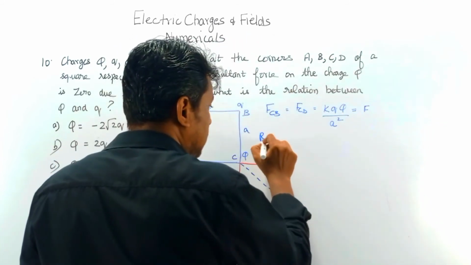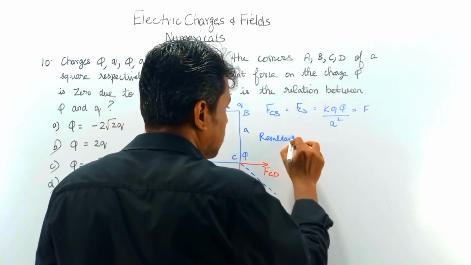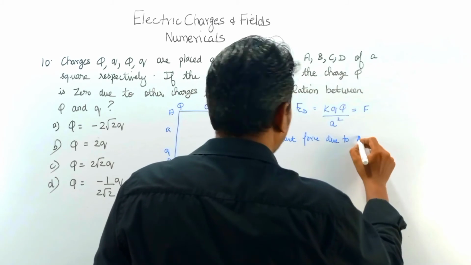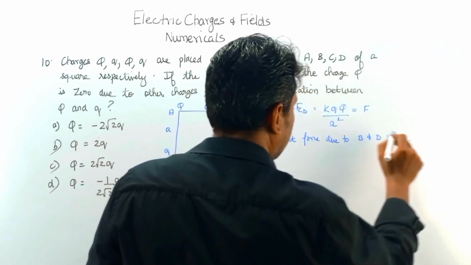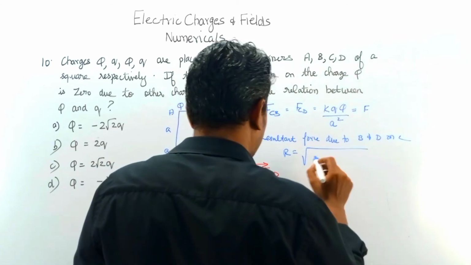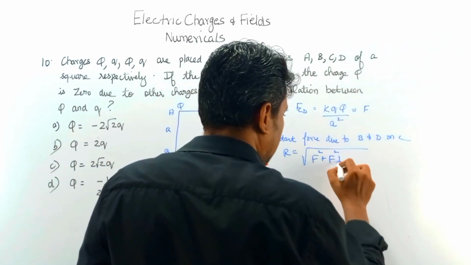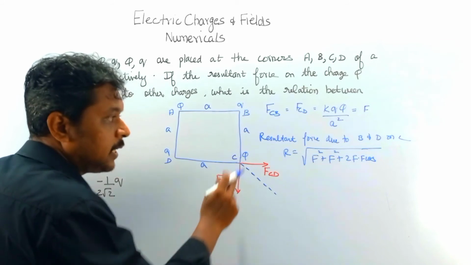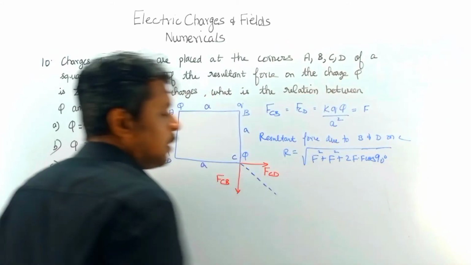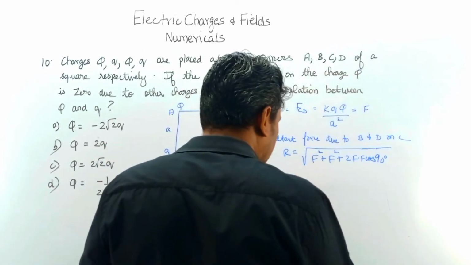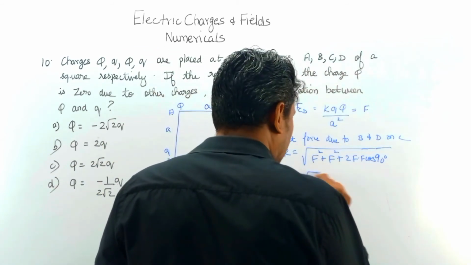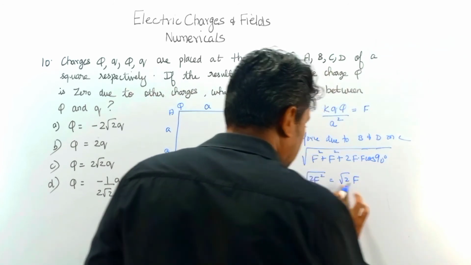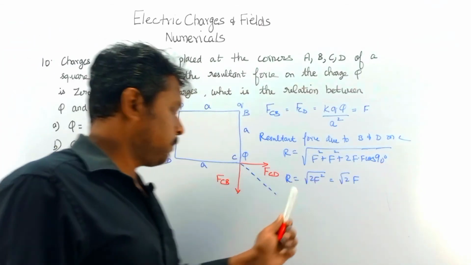So the resultant force due to B and D on C, this R will be equal to square root of F square plus F square plus 2 F dot F cos of the angle between these two forces. Here you see it is 90 degrees. So cos 90 degrees, you know that cos 90 becomes 0. So here we are getting the value of R as square root of 2F square, which is equal to root 2 into F. So we have got the resultant force as root 2 into F.